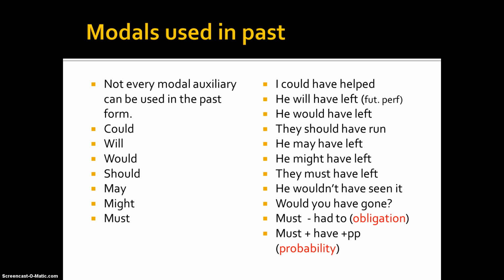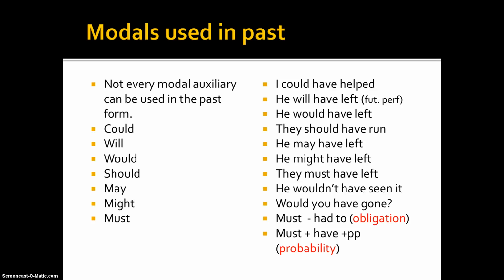We've already looked at can, but could, I could say I could have helped. Will have left, it's a future perfect tense. We're not going to look at that this semester. He would have left. They should have run. He may have left, etc. You can see how they work.